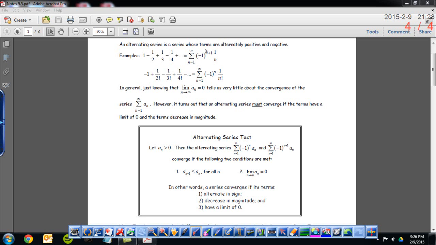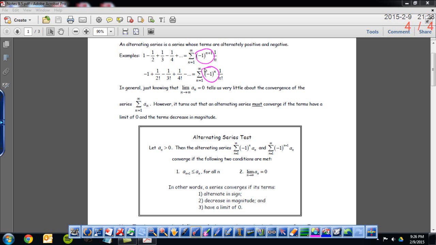And the way that you determine if a series is alternating is that you're going to see -1 either to the n plus 1 power or -1 to the n power. The only difference between those two is whether or not the series starts with a positive or a negative number, depending upon what your n is. So anytime you see that -1 to either the n or the n plus 1 power, you know that the terms are going to be alternating.